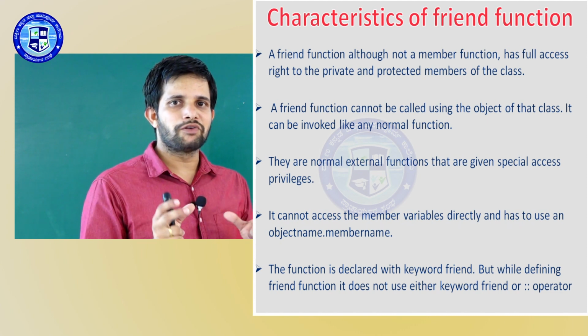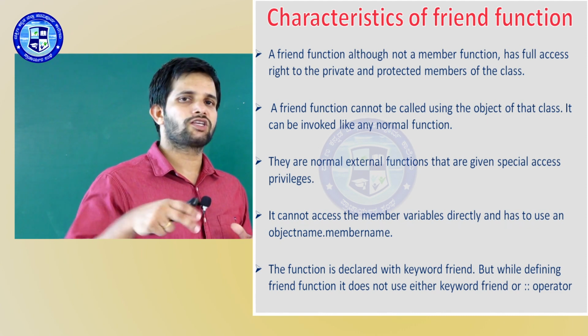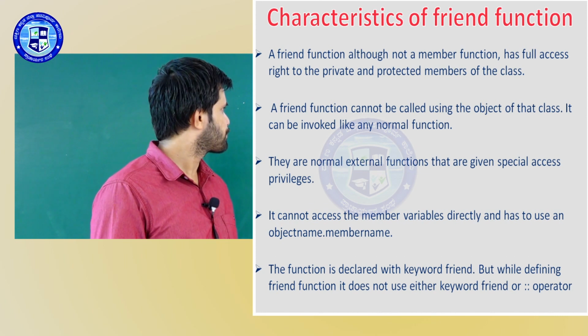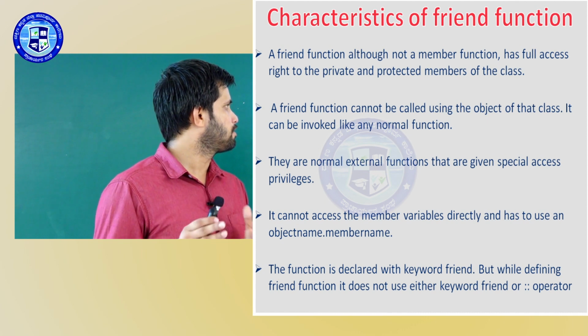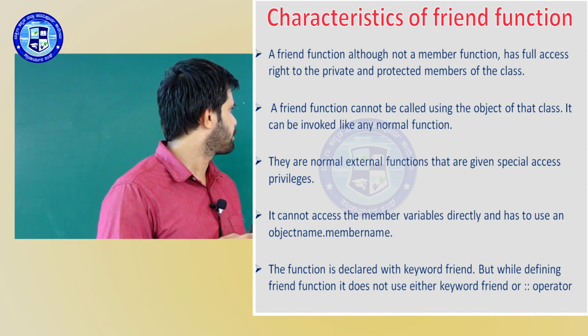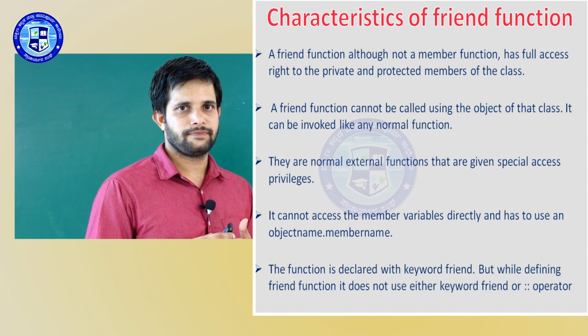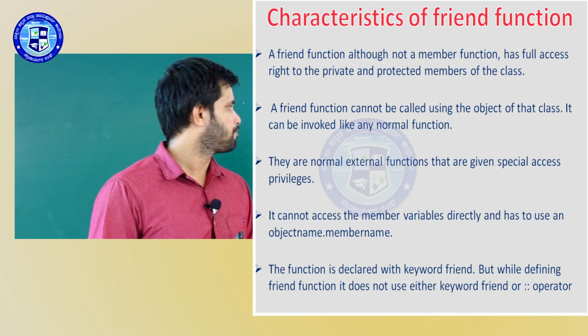So it is not called using an object of the class. It is called like a normal function. So what is the third characteristic? They are normal functions that are given special privilege access rights. This is the third characteristic of the friend function.